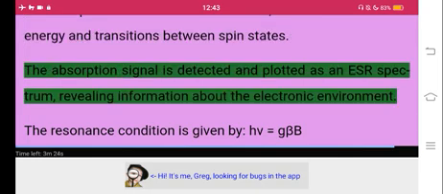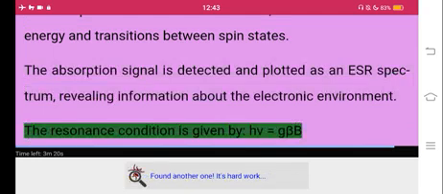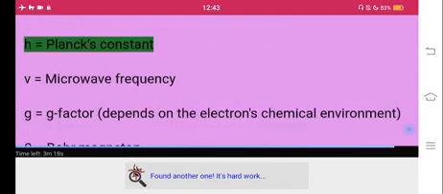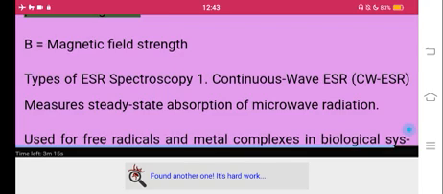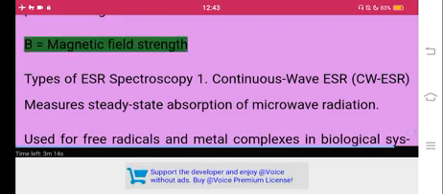The absorption signal is detected and plotted as an ESR spectrum, revealing information about the electronic environment. The resonance condition is given by h nu equals g beta B, where h equals Planck's constant, nu equals microwave frequency, g equals g factor, which depends on the electron's chemical environment, beta equals Bohr magneton, and B equals magnetic field strength.